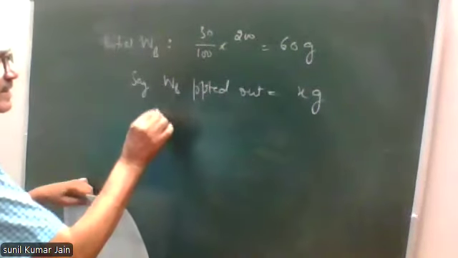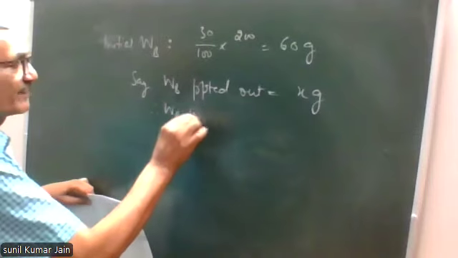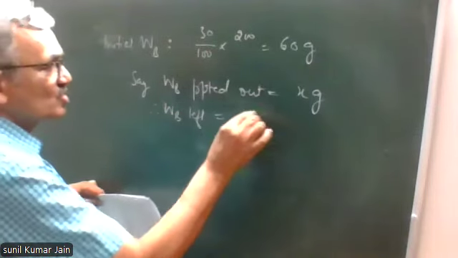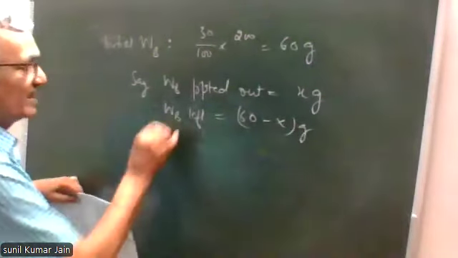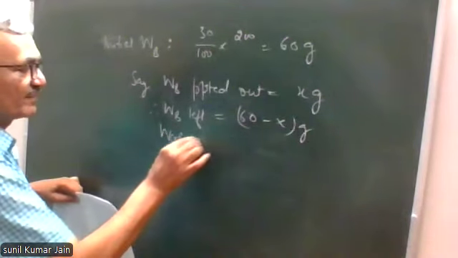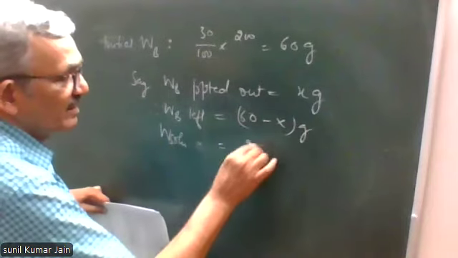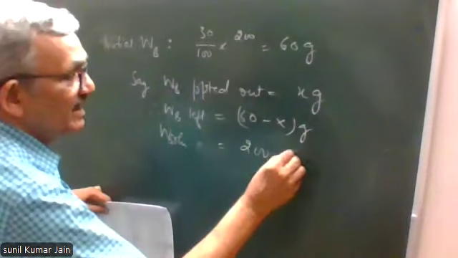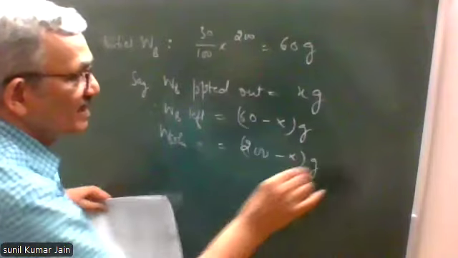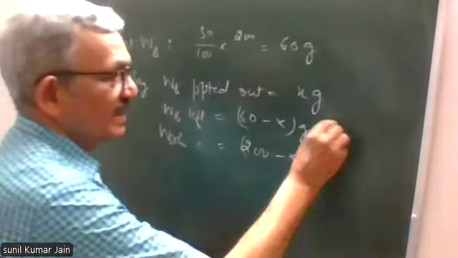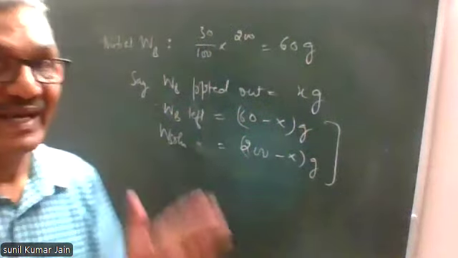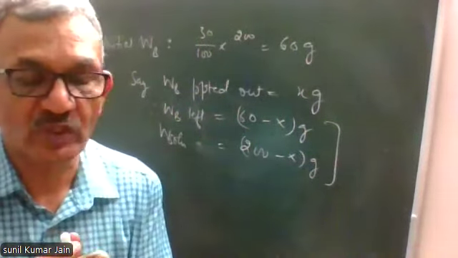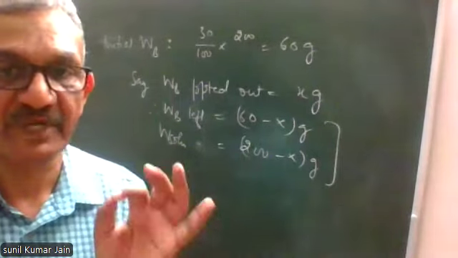Therefore, weight of solute left is 60 minus X grams. Weight of solution left: earlier it was 200, so now it is 200 minus X. So this is the weight of solute left, and this is the weight of solution left. And finally, the percentage of solute in the solution is 12.5%.